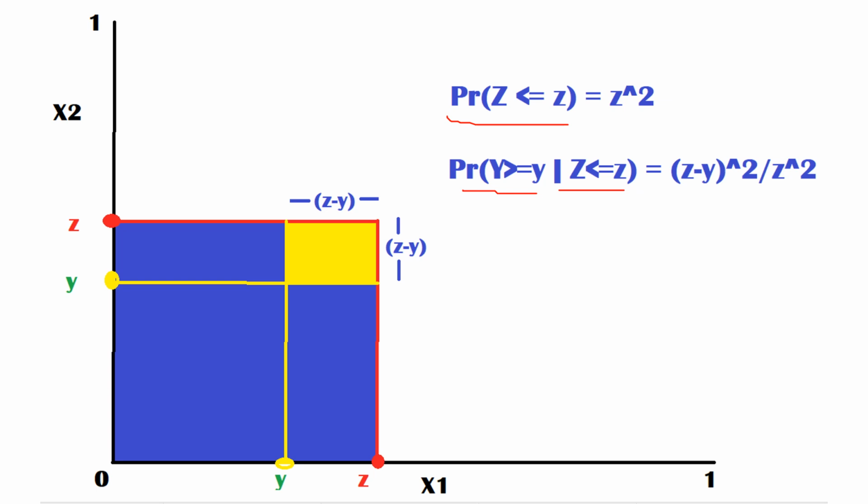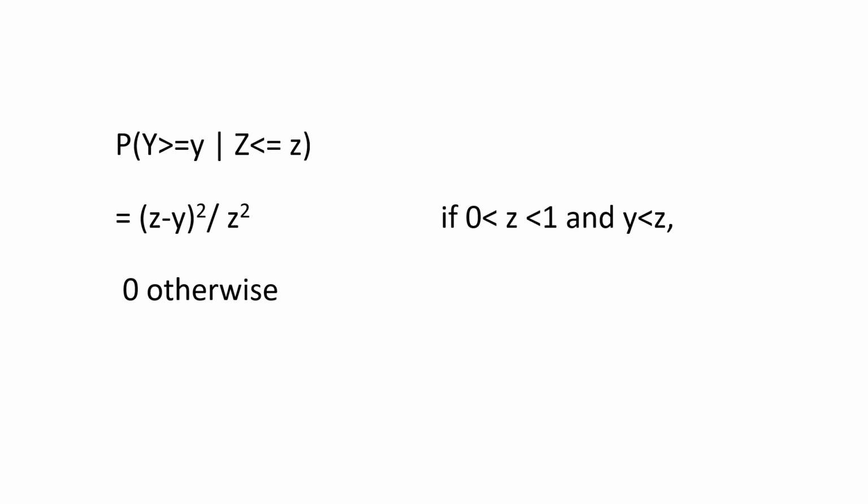So as we have just seen, the probability that Y is greater than or equal to y and Z less than or equal to z is the yellow area over here, and the probability that Z is less than or equal to z is z squared. So we have this probability: (z minus y) squared divided by z squared. So this is the answer to the first part of the question. The probability of Y being greater than or equal to y given that Z is less than or equal to z is (z minus y) whole squared divided by z squared, provided that y is less than z, because if y exceeds z, the common area would be 0. So the probability would be 0.